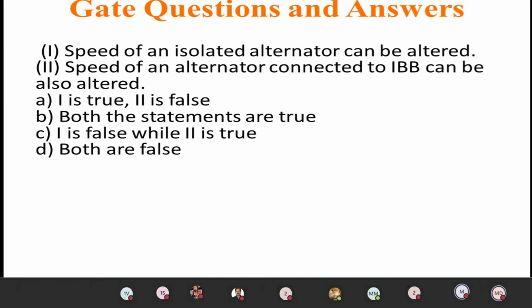So which of the statements is correct? Option A, the first one is correct, the second one is wrong. Option B, both are correct. Option C, the first one is wrong, the second one is correct. Option D, both are wrong.